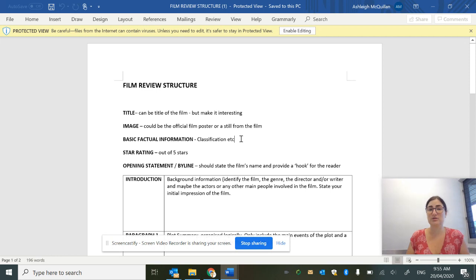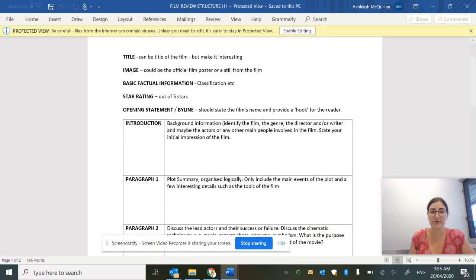Basic factual information, the classification. So is it P, G, M? What kind of genre is it? Who was the director? Star rating as well. So make sure that that is prominent. And in the past for Red Dog, people have put paws instead of stars. That's fine. An opening statement or byline. So you should have like a sentence that says what your opinion actually is of the film.